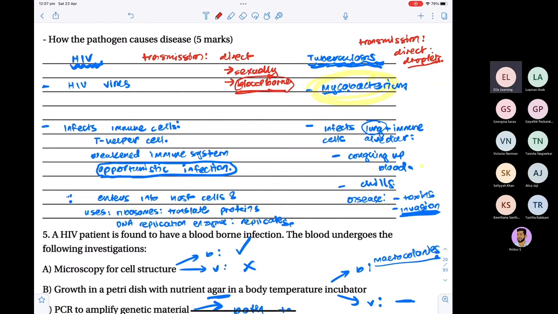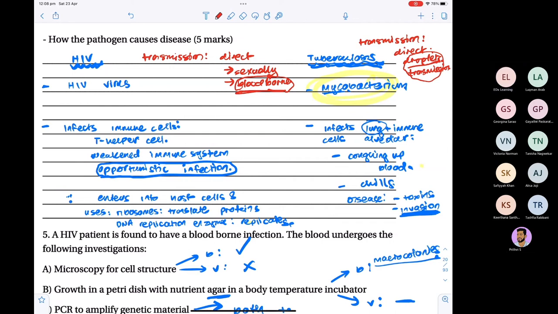Pardon? Could it be direct through surfaces? Yeah, so it can be present on surfaces. You are right. So it's a droplet transmission. This is the thing, if there are droplets on a surface, it is technically indirect, but in your HSC, when you say the word droplet transmission, what the marker is thinking is droplets directly going to someone. So just call it direct.